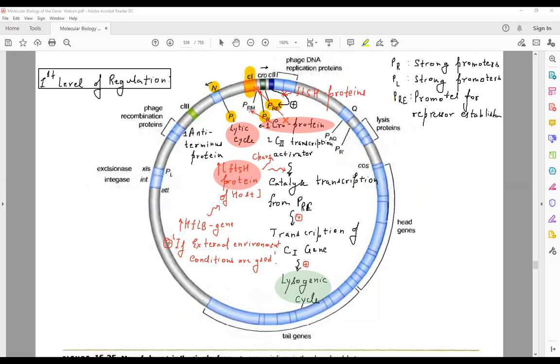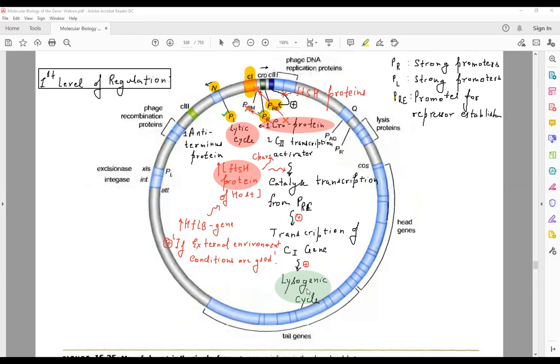Once this particular molecule is inhibited, then what is going to happen? Then no transcription of the CI gene will take place. No lambda repressor will be produced. The transcription of all the other genes will take place from the PL as well as PR. Transcription of all the genes will take place from PL and PR except the CI gene from the PRM. This is how the transcription takes place. Hopefully this would be clear to you all.